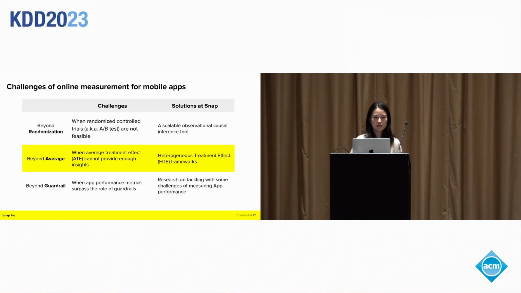All right. Now let's move on to the second part, which is beyond average. As we mentioned before, the most commonly used estimation is called average treatment effect. But there are many scenarios in industry where average treatment effect cannot provide us with enough insights anymore. So what we do at Snap is we have a couple of frameworks for heterogeneous treatment effect, and now I'm showing how we are dealing with heterogeneous treatment effect.